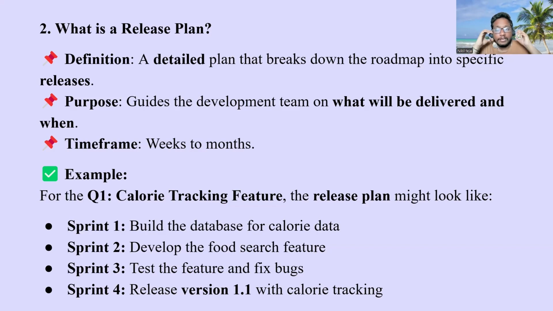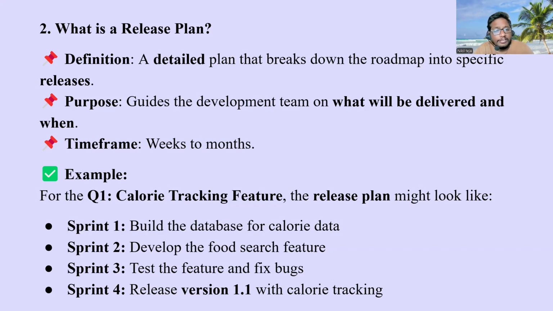Let's see the purpose. It guides the development team on what will be worked on and when. The roadmap communicates with the stakeholders, and the release plan guides the developers and the technical team, like designers and testing. The time frame will be months to weeks, basically some sprints. The roadmap will take many sprints, around 20 to 30 or 40 sprints. But a release plan can be completed in 3 to 4 sprints, 5 to 6 sprints, or sometimes 1 to 2 sprints, based upon the feature they are working on.